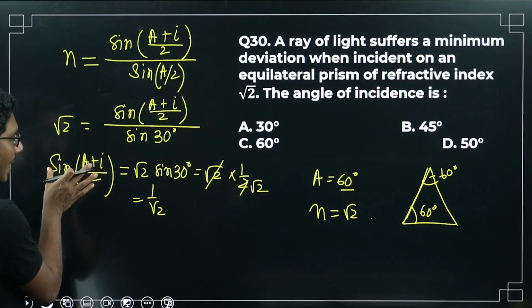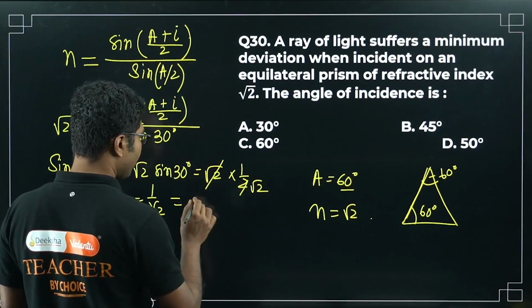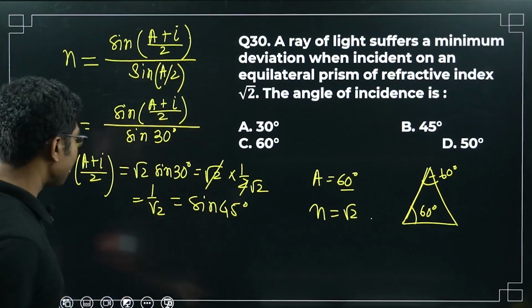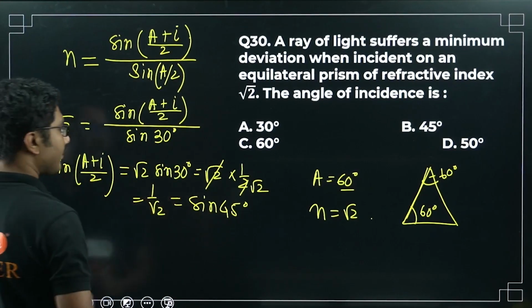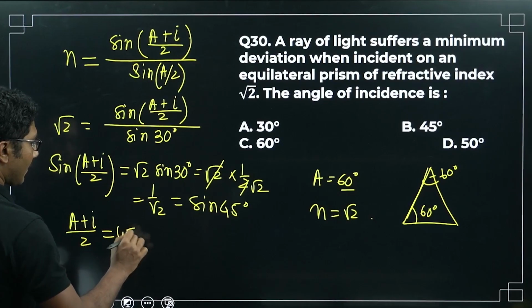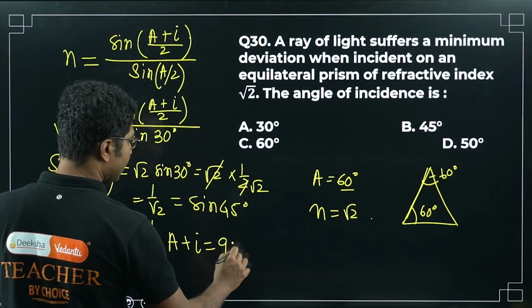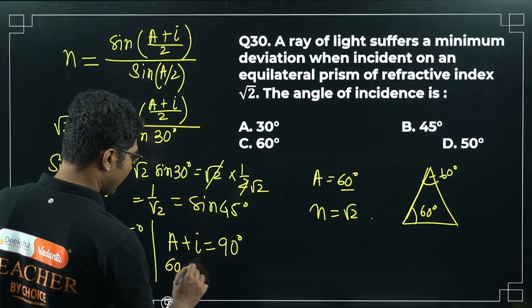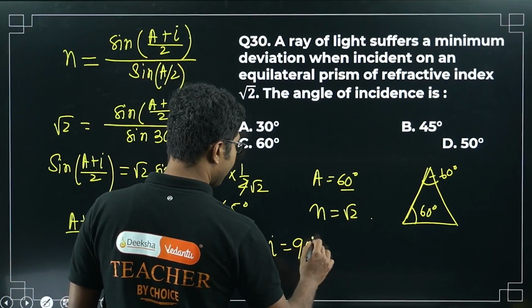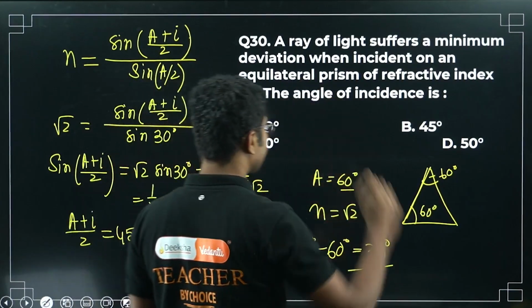Now what is 1 by root 2? So sine theta equals 1 by root 2. How to solve for theta? Sine theta equals 1 by root 2 means this is nothing but sine 45 degrees. We already know that 1 by root 2 is sine 45 degrees. So sine theta equals sine 45 degrees, so definitely theta equals 45 degrees. Okay, so (A plus I) by 2 equals 45 degrees, so A plus I equals 90 degrees. Now 60 plus I equals 90 degrees, or I equals 90 degrees minus 60 degrees, which equals 30 degrees. So this is the answer.